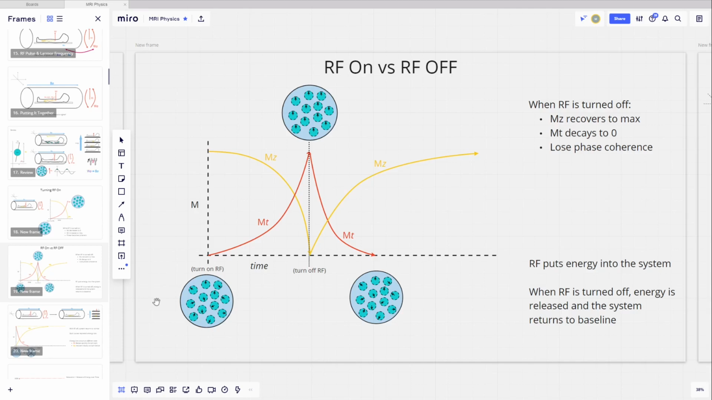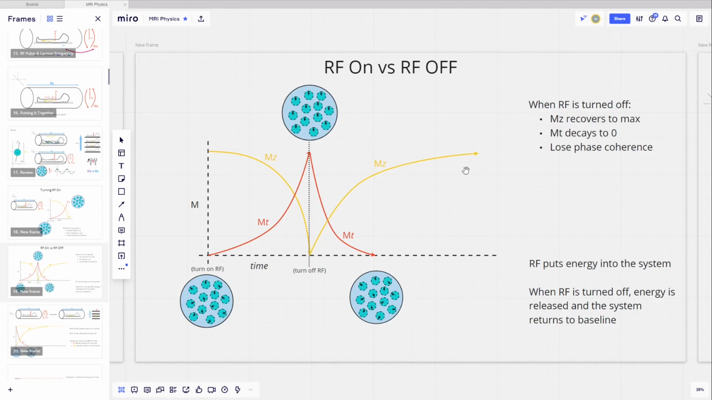Okay, so over here, this half of the graph, this is what we just talked about. We turn on RF here at this time. We watch our transverse magnetization get larger and our longitudinal go down to zero. And everything is in phase at this point. When we turn our RF pulse off, okay, we're not putting energy into the system anymore, what happens? Okay, transverse magnetization will slowly go back down to zero as things go from in phase to out of phase, and longitudinal will slowly regrow.